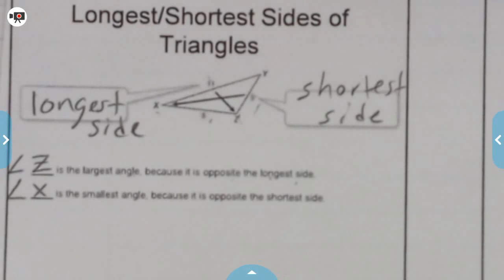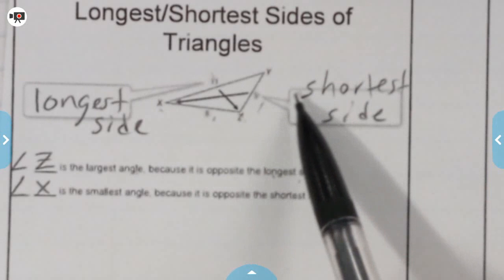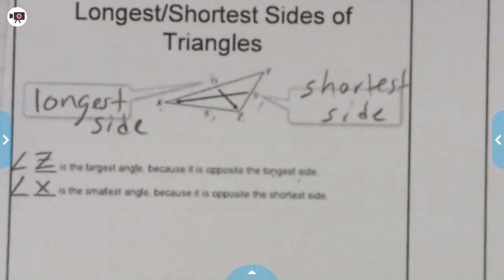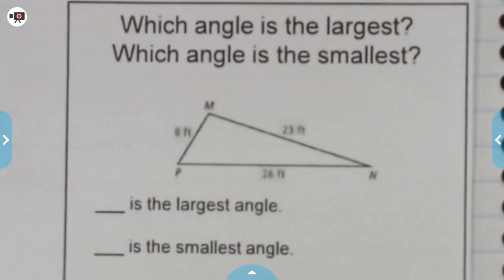So the largest side is across from the biggest angle. The shortest side is across from the shortest angle. And we're just going to use that fact a little bit. So this is going to go pretty quick. So it says which angle is the largest, which angle is the smallest.